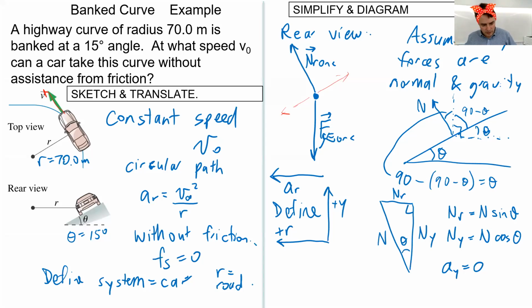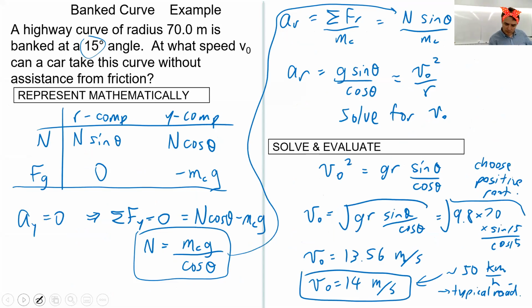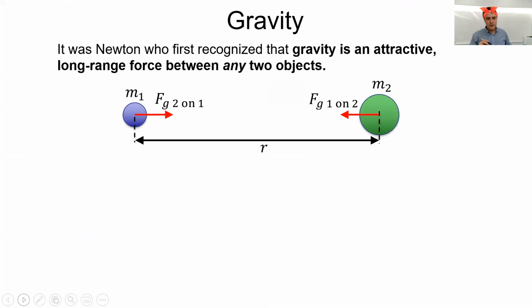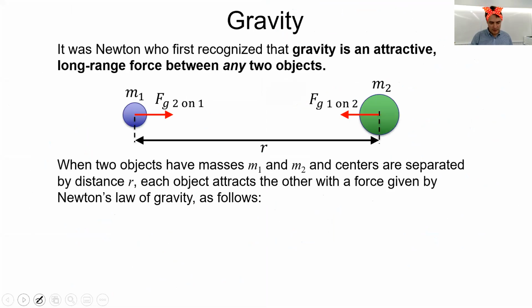Okay, excellent. So next thing is, that was the stuff actually I missed from last time. Today's topic to finish up chapter 5 is about the universal force of gravity. So Isaac Newton recognized long ago that gravity is an attractive long-range force between any two objects, and that's detailed out there.